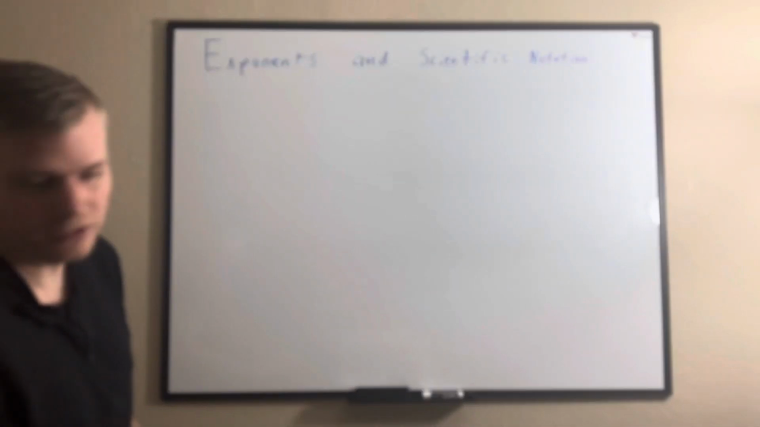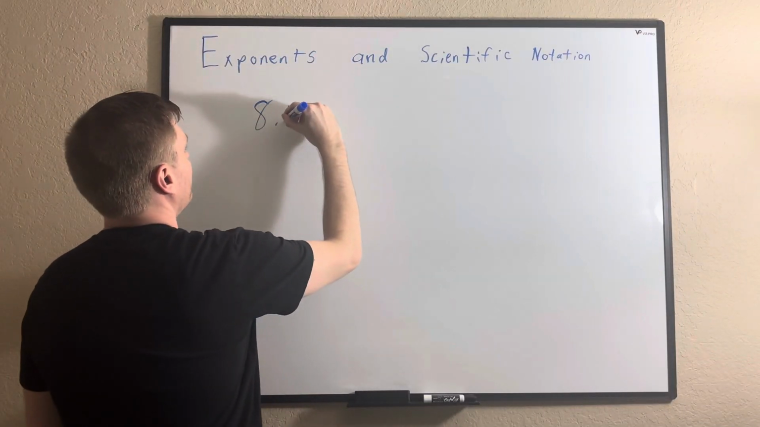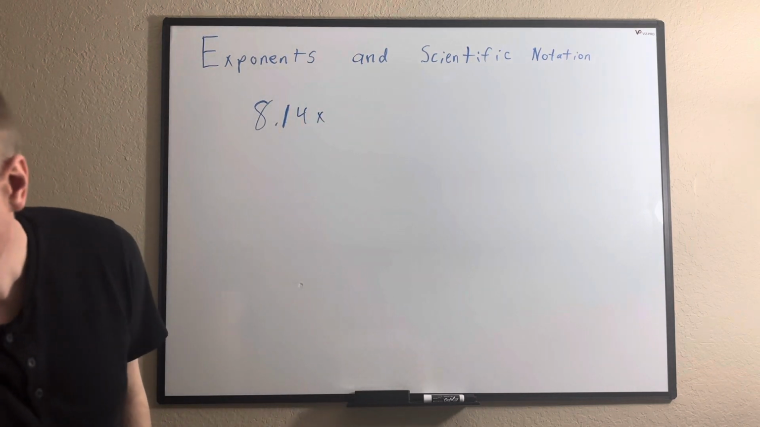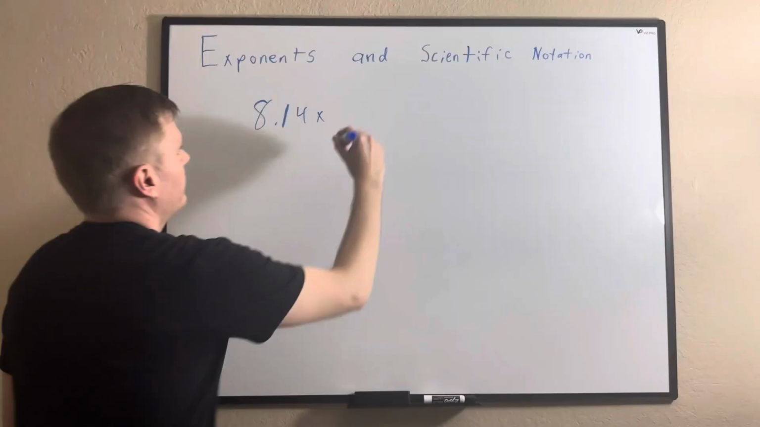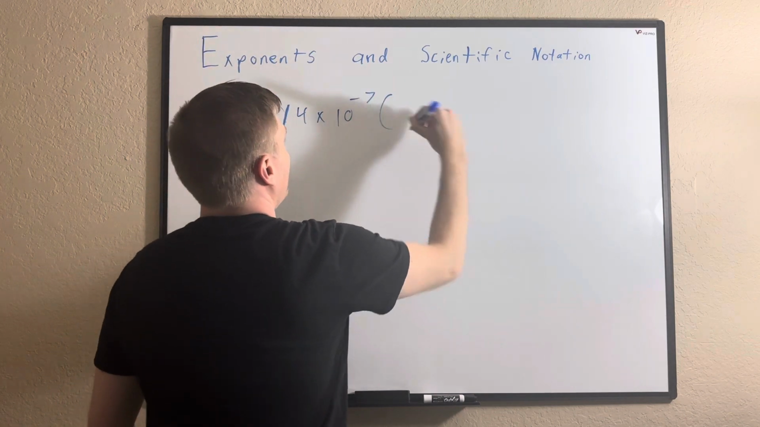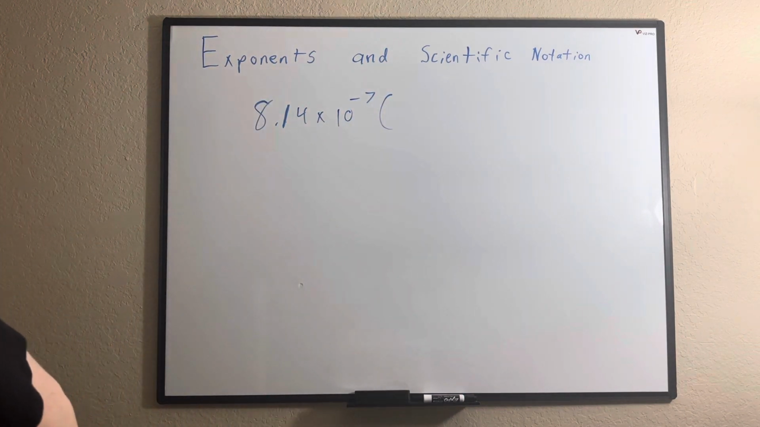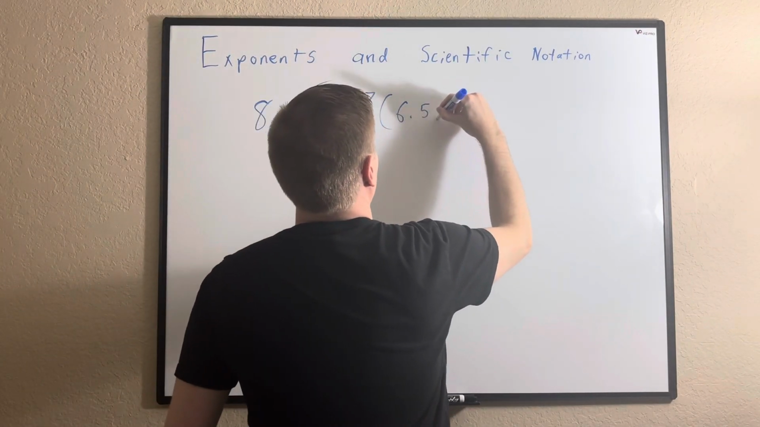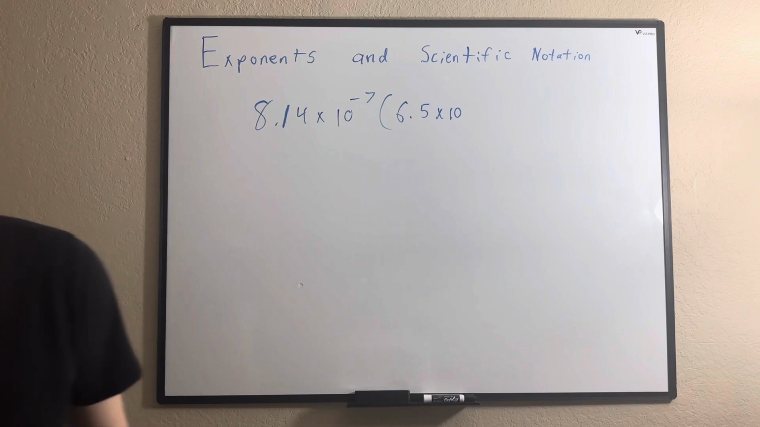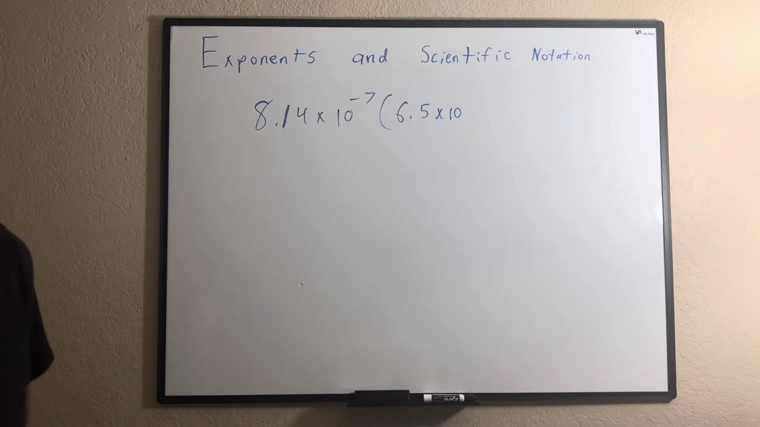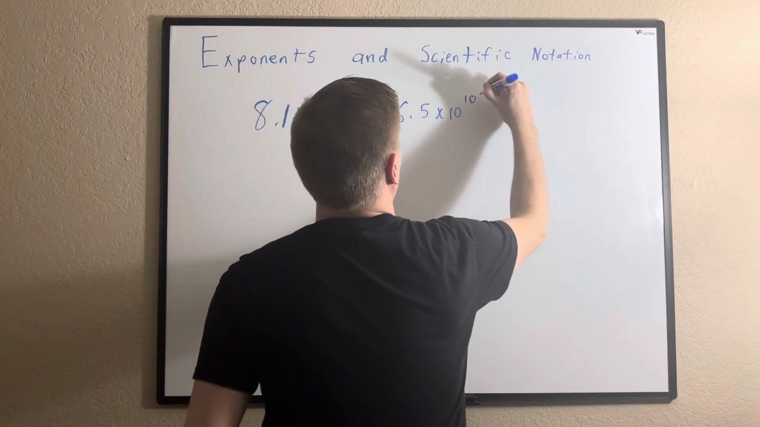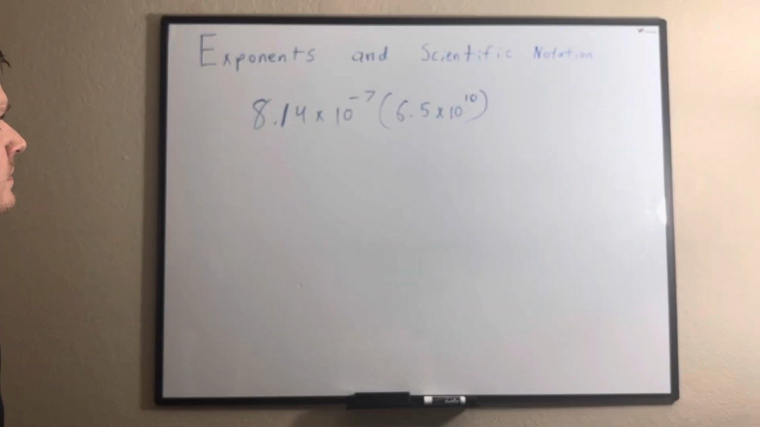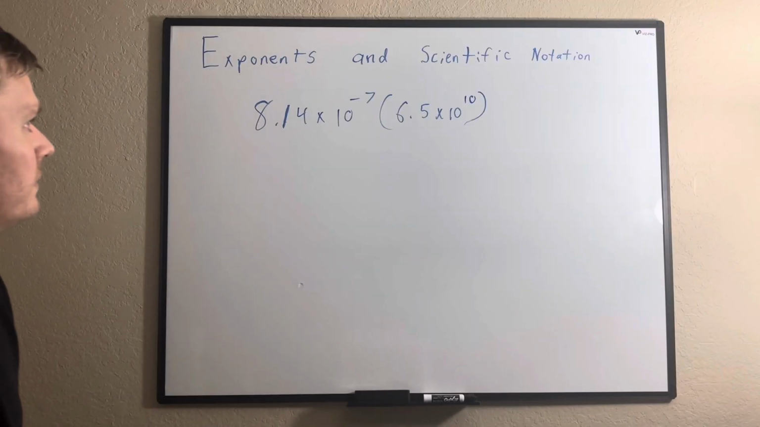All right, what if we were given some crazy small numbers and big numbers, 8.14 times 10 to the negative 7, and they wanted us to multiply that by 6.5 times 10 to the what? Are you kidding me? Times 10 to the 10? Oh. We have to use a calculator now? Not yet.